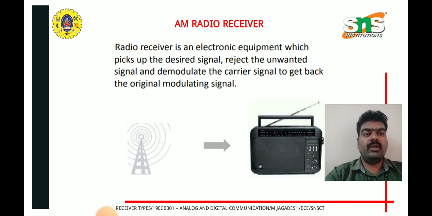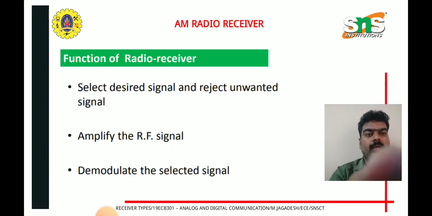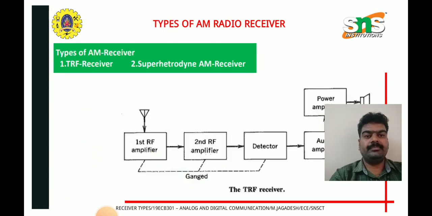And an AM radio receiver is an electronic equipment which picks up the desired signal, rejects the unwanted signal and demodulates the carrier signal to get back the original modulating signal. This is called a radio receiver. This is the purpose of a radio receiver. And for the function of a radio receiver, we have three functions. One is to select the desired signal and reject the unwanted signal, the second is to amplify the RF signal, and the third is to demodulate the selected signal.